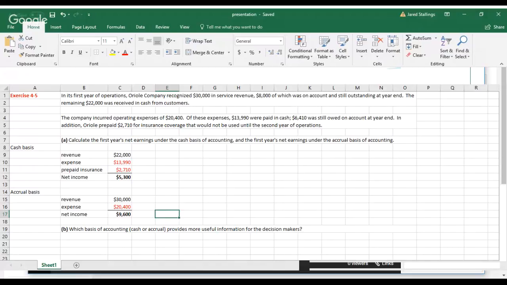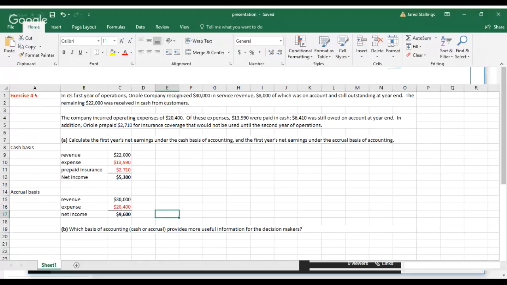Part A says calculate the first year's net earnings under the cash basis of accounting and the first year's net earnings under the accrual basis of accounting. So the cash basis of accounting says that we only count things that we received in actual cash. So we did $30,000 in service, but $8,000 is still in accounts receivable, so we haven't seen that cash. The remaining $22,000 was received in cash. So we put $22,000 in revenue.